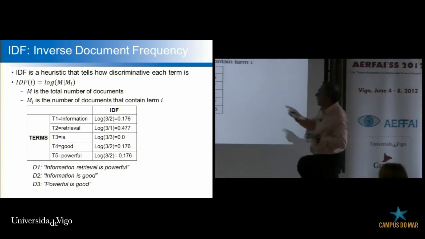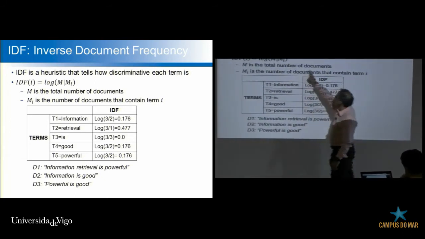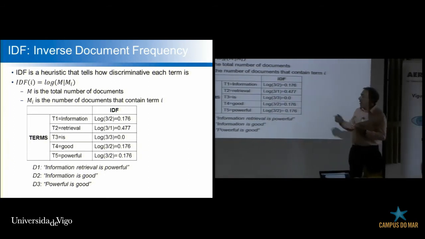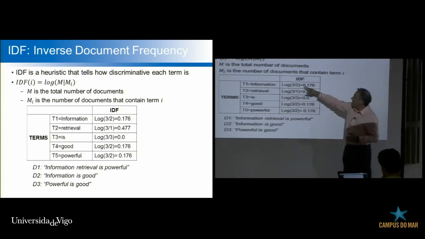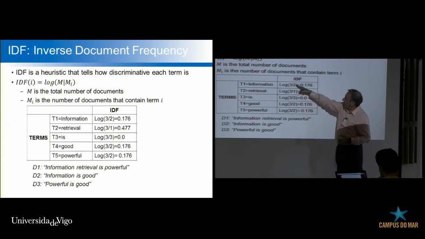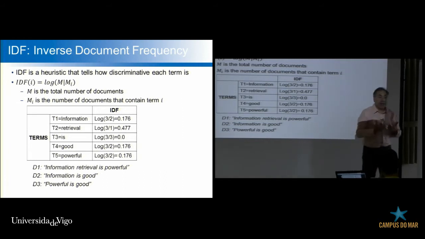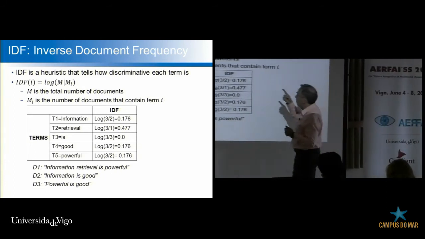For example, the way it's computed, this is one of the possible implementations. M is the total number of documents, and MI is the number of documents that contain that term. So in this case, these are all the terms, and we see the IDF component for information: the number of documents is 3, and the number of documents that contain each term is 2, 1, 3, 2, and 2. So what this tells you is the term retrieval has the highest IDF of all of them. Meaning, if I know that keyword, it's going to be the most helpful in discriminating which document it is, because it only happens in one of them.